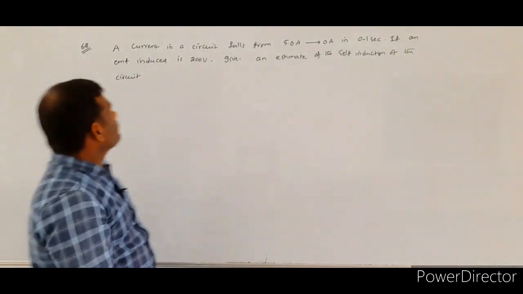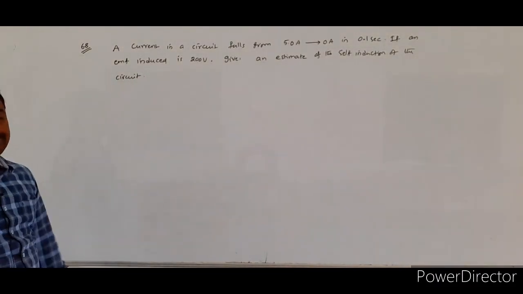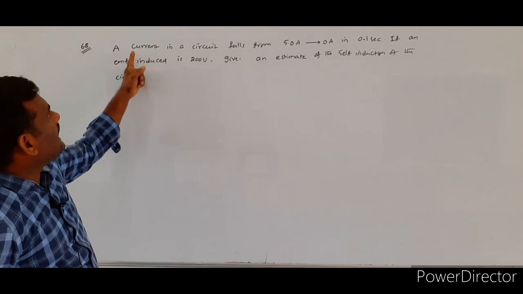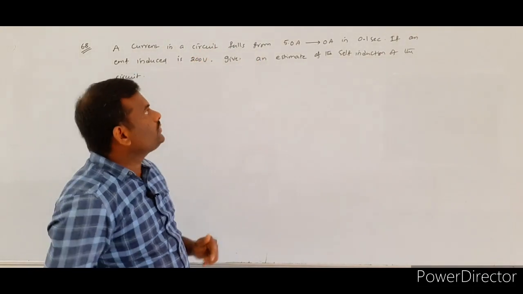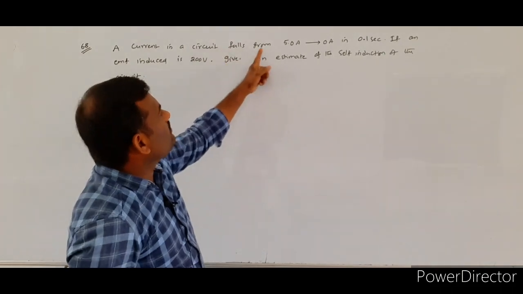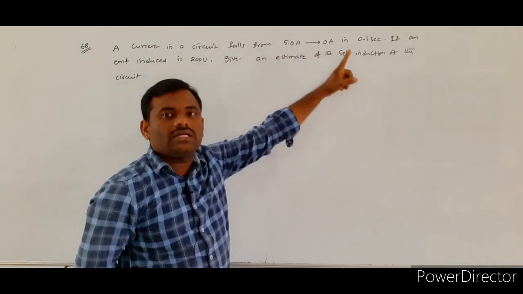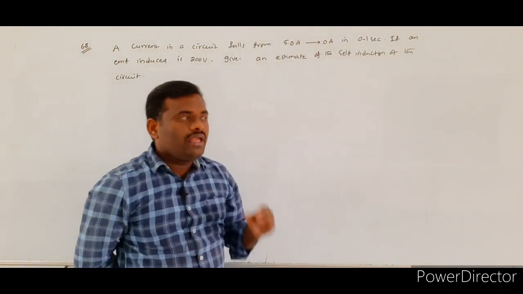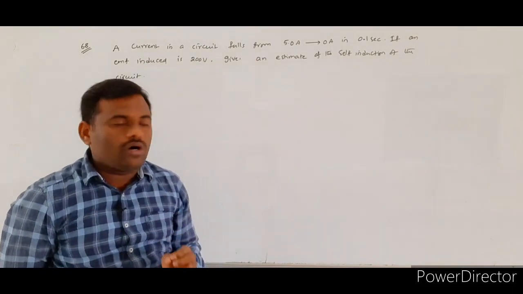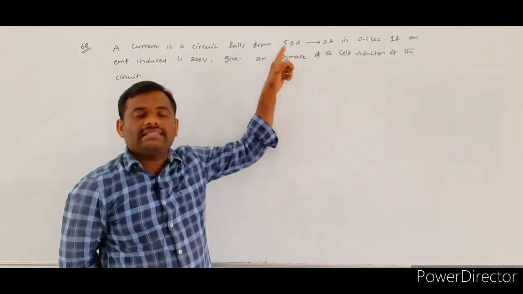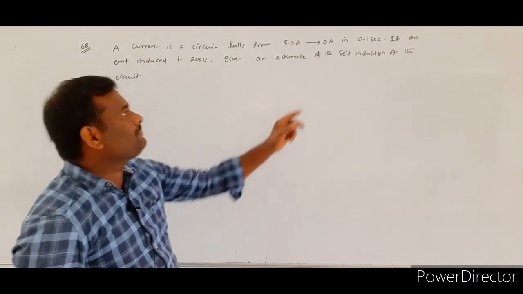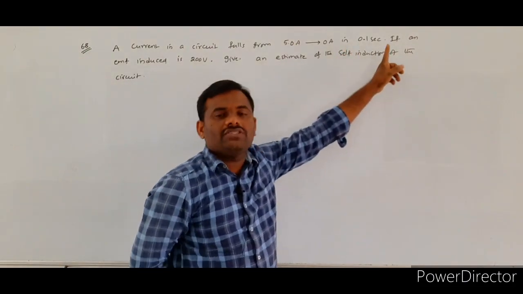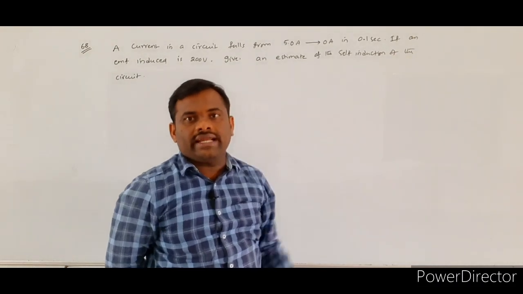Next, problem number 6.8. They mentioned that a current in a given circuit falls from 5 ampere to 0 ampere. That means the initial current value is equal to how much? 5 amperes, and the final current becomes what? 0 ampere. That takes place in a time interval of 0.1 seconds.